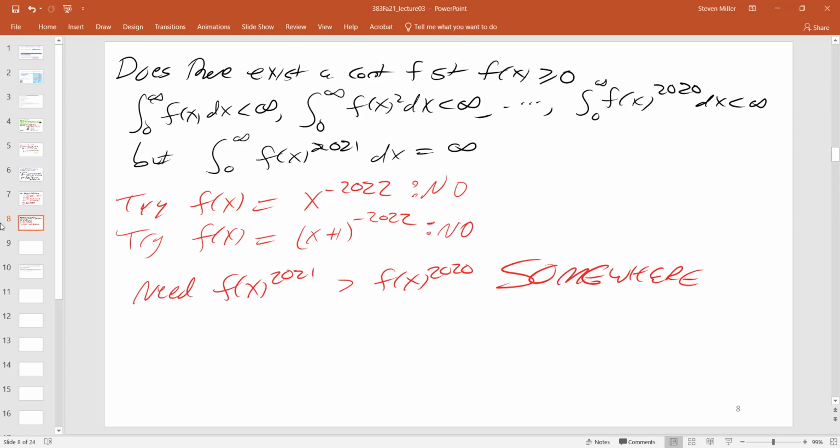Be very careful. The key word is somewhere. I am not saying that f of x to the 2021 is always greater than f of x to the 2020. I'm just saying it's going to be greater somewhere, or there's no chance of this happening. So maybe there are some places where it gets really large and other places where it's small. Yes, I can get started with discontinuous. When I say I want it to be continuous, I'm happy to just have something that's discontinuous and then tweak it.